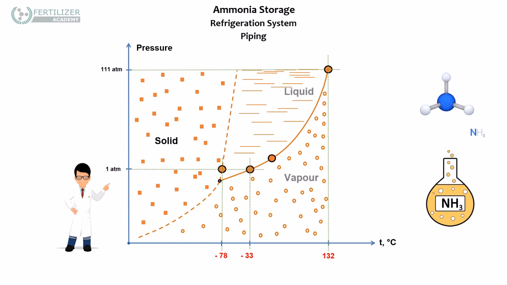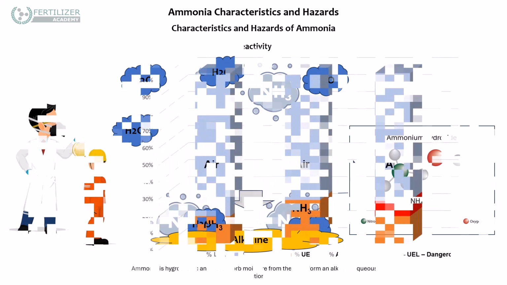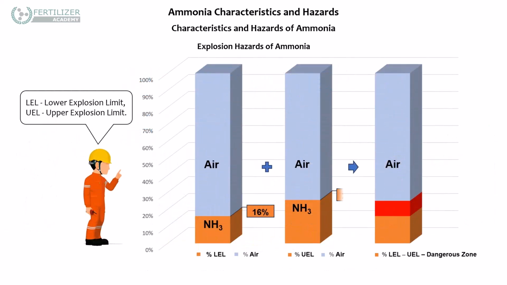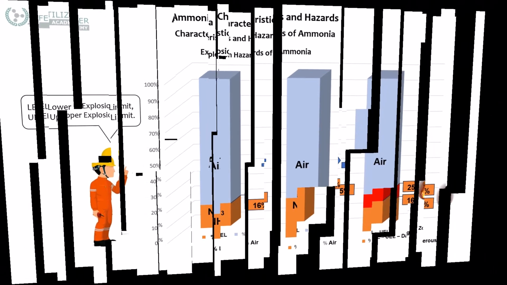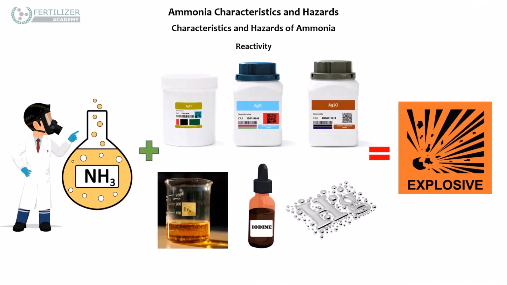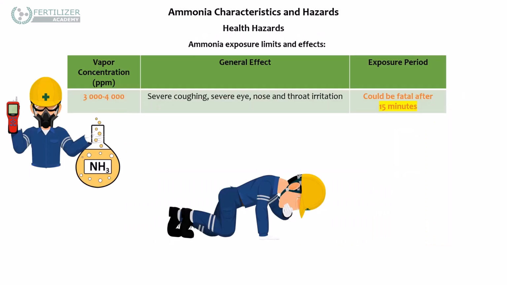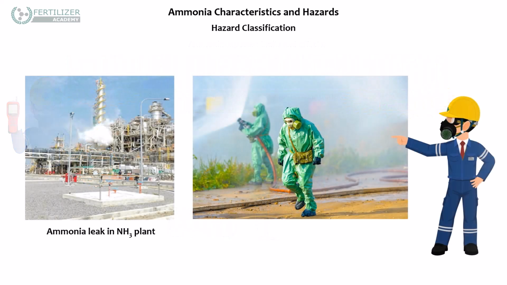Let's consider the physical properties of ammonia. What is the risk of ammonia gas fire and explosion in the open air? What if you mix ammonia with other substances? Let's consider the effect of ammonia on the human body. Actions of personnel in case of ammonia leaks.